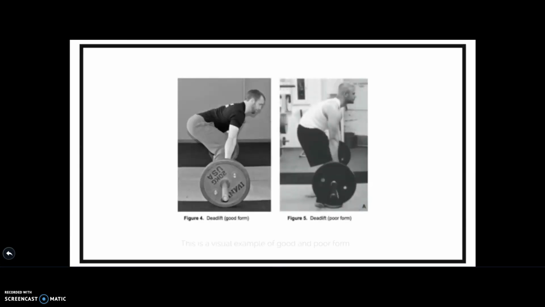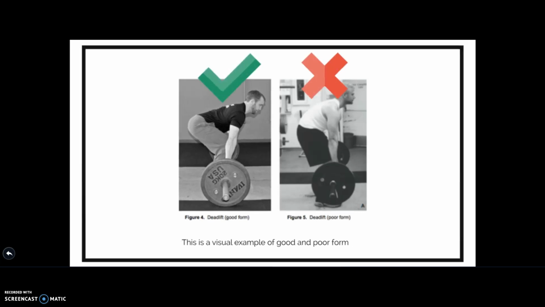This is a visual example of proper and improper form in the deadlift. The first subject is performing the lift properly with a neutral lower spine. The second subject has a rounded spine, which increases torque on the lower back and increases the chance of injury.